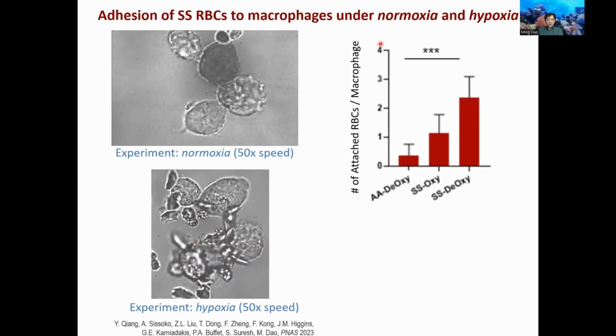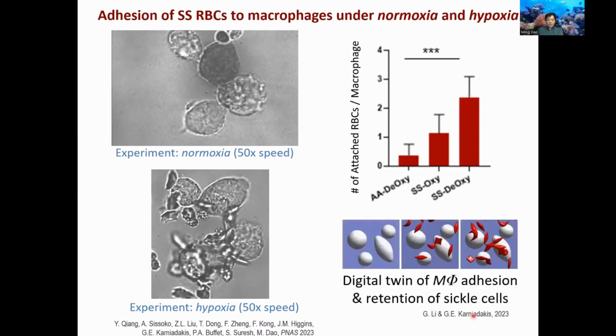This is the summary of the number of attached RBCs to macrophages. Healthy cells really don't adhere that much, but sickle cells under oxygenated condition have a little bit of adhesion, and under deoxygenated conditions, there will be a lot more adhesion. Our collaborators Guangxin Li and George Karniadakis actually studied a digital twin of this. There are a lot of simulations we can do to mimic this.